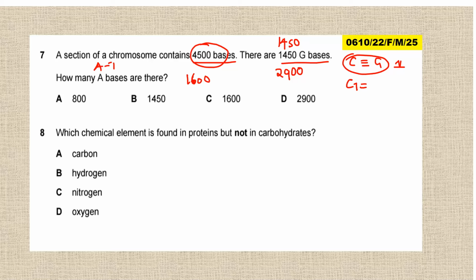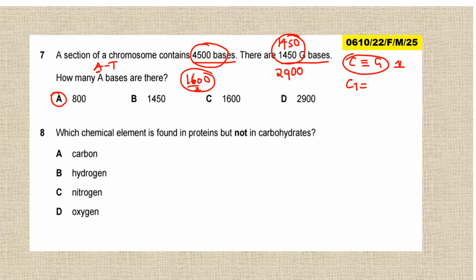But you know that the pair is A and T. So just like we did here, if one is 1,400, which means also the other one is 1,400. Now here we want for A, then we have this for the two bases. So which means we divide this one by 2, and you are going to find 800. So the answer is 800.